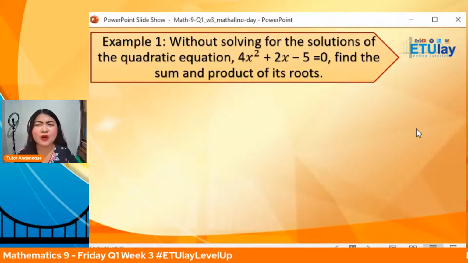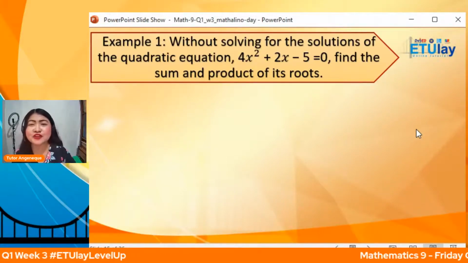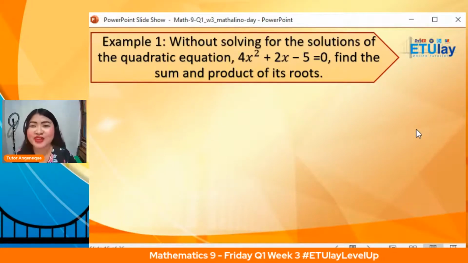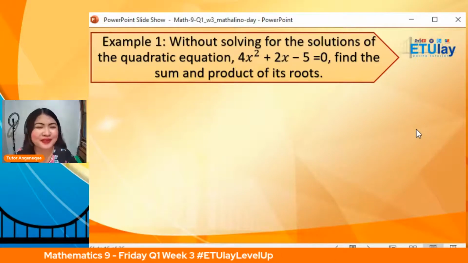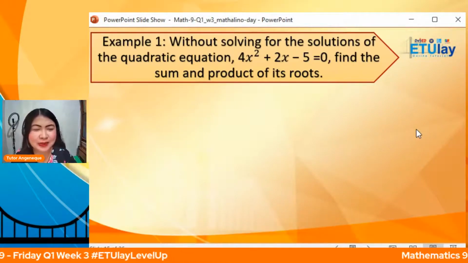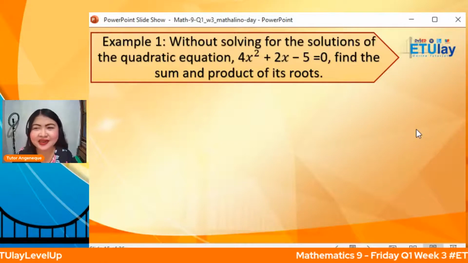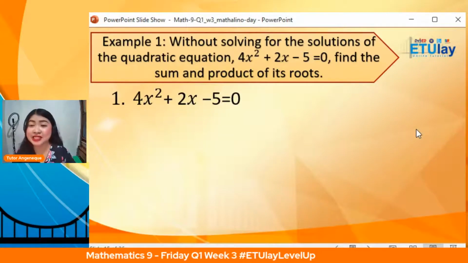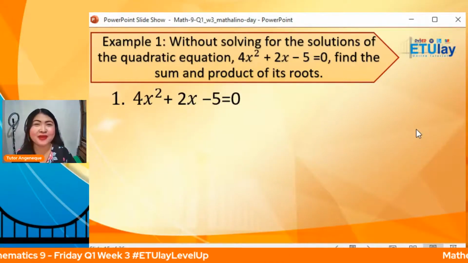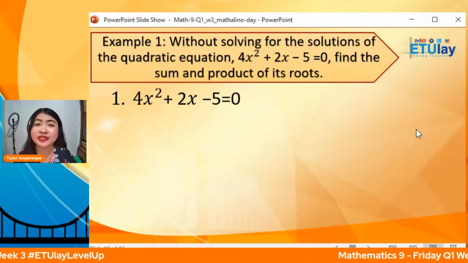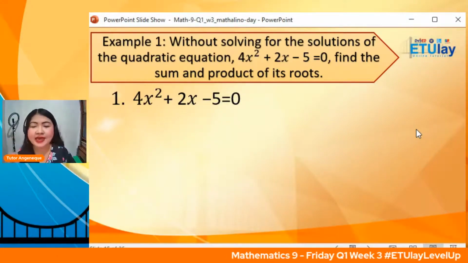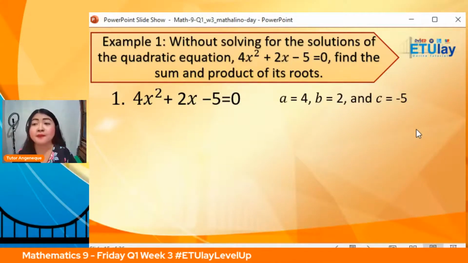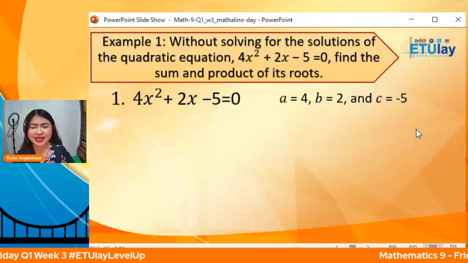Ayan. Now, without solving for the solutions of the quadratic equation, let's find the sum and product of its roots. Tignan nga natin. Okay. Ready na ba? Ready na ba ang ating mga math terrific students? Number 1, what do you think is the sum of the roots? Alright. Please don't forget the first step. You have to indicate the values of a, b, and c. So, tulungan ko kayo ng konti. a equals 4, b equals 2, and c equals -5.